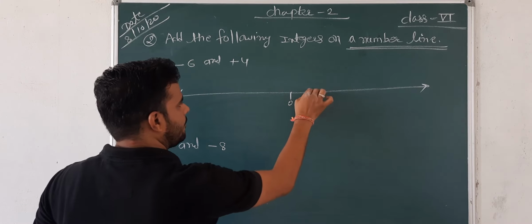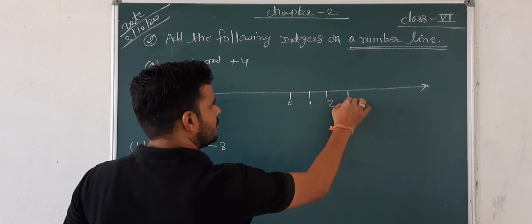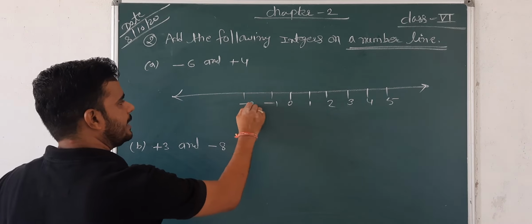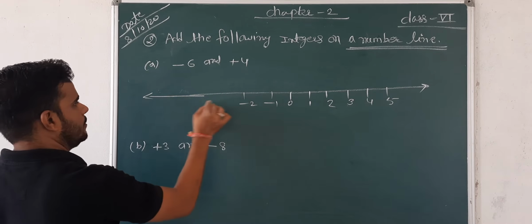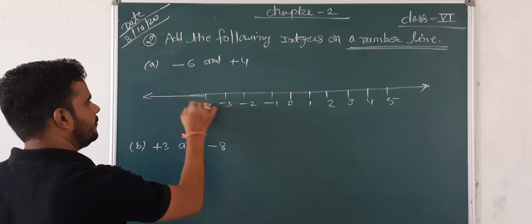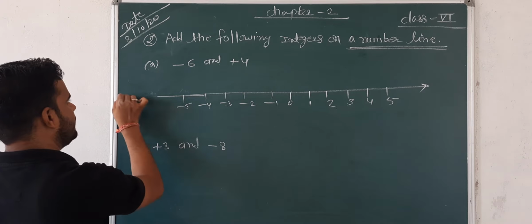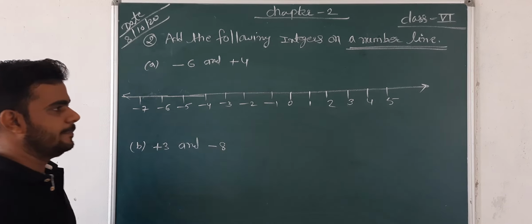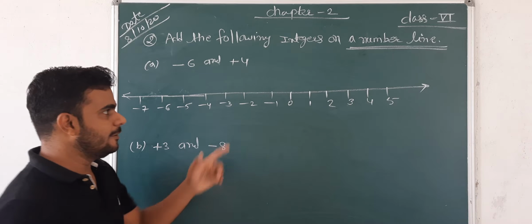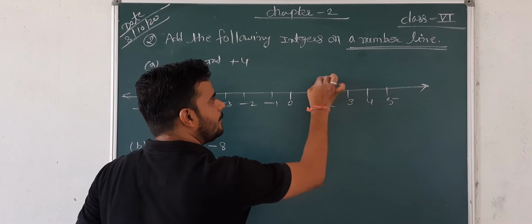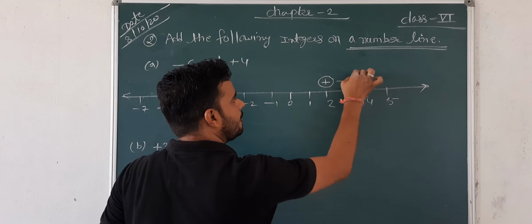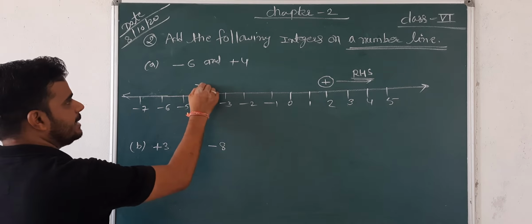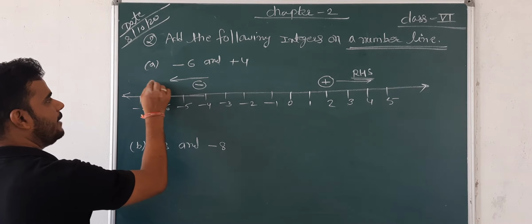So here 0, 1, 2, 3, 4, 5. Negative 1, negative 2, negative 3, negative 4, negative 5, negative 6 and negative 7. So just listen to me. If our symbol is positive, then we will move to the right hand side, RHS. If our symbol is negative, then we will move to the left hand side.